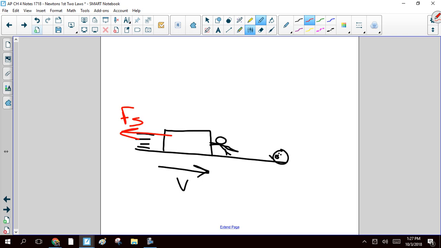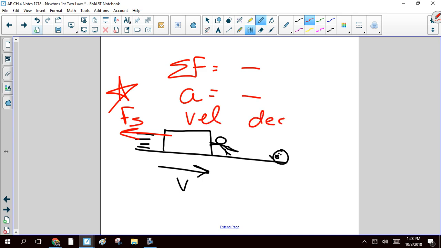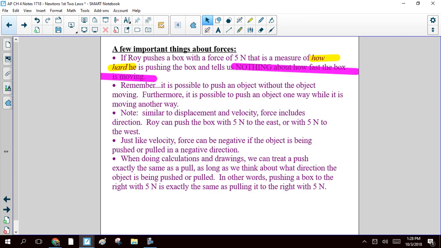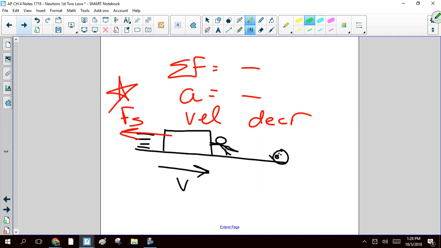Just because the force is in a certain direction does not necessarily mean that the motion is in that direction. What this does mean is my net force is going to be negative, which means my acceleration is going to be negative, which means that my velocity is going to decrease. Let's see, what else? Remember that force includes direction. We talked about that it's a vector. So in this example here, Superman's force would be a negative force because it's in a negative direction.